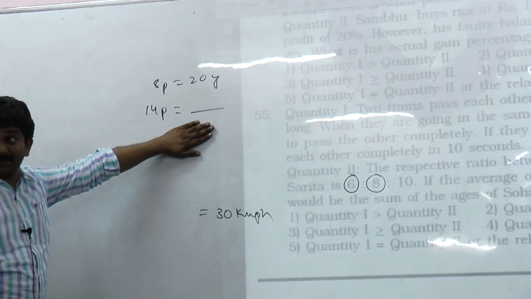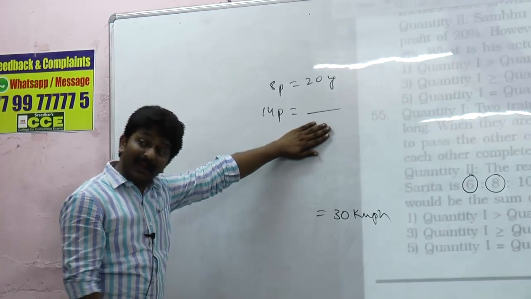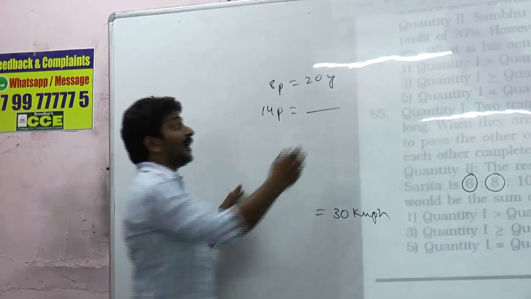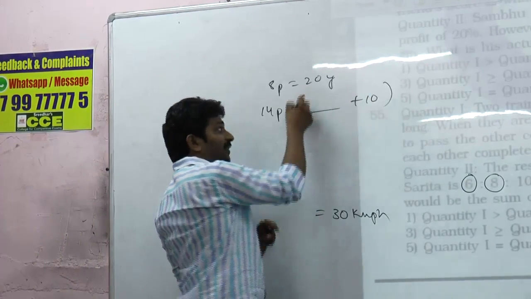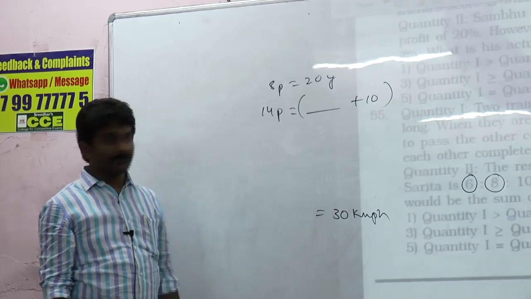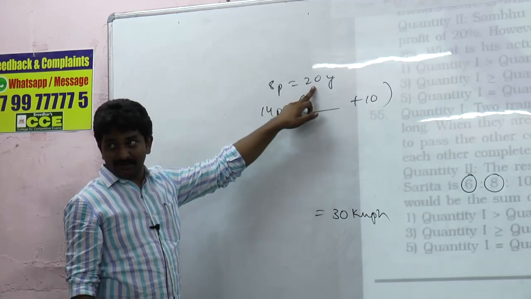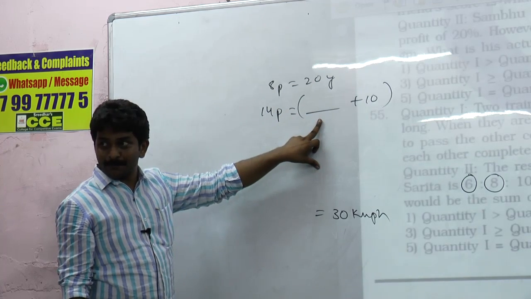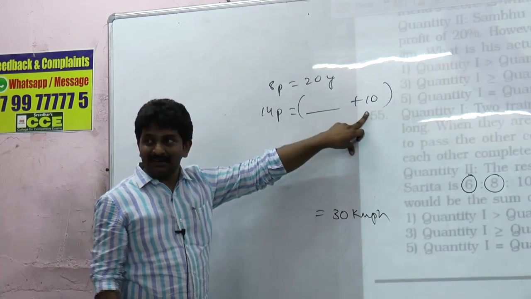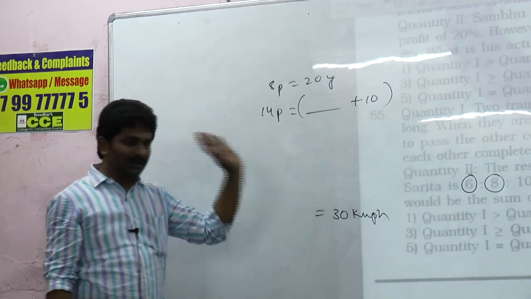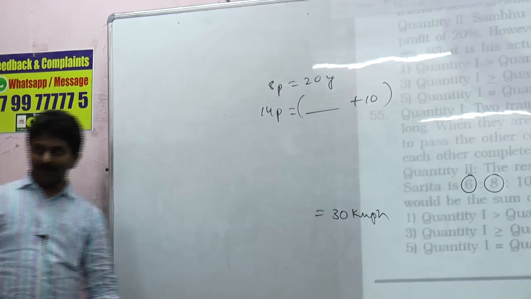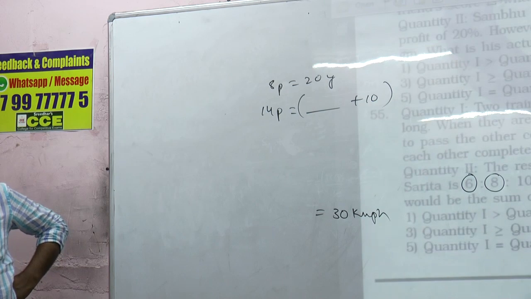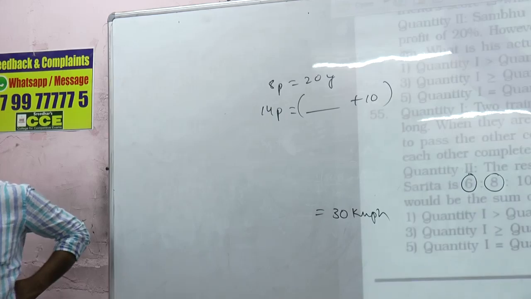This is the sum of ages of Sohan and Sumit, but you are asked about after 5 years. For each person you need to add 5 years. Together you need to add 10 years. And this is your quantity 2. 8 parts itself is 20. Need to calculate 14 parts. That will be definitely more than 20. More than 20 plus 10, more than 30. Quantity 2 is more than quantity 1. Enough. Need not even calculate the exact value. Just need to compare, right? Comparison is already done.